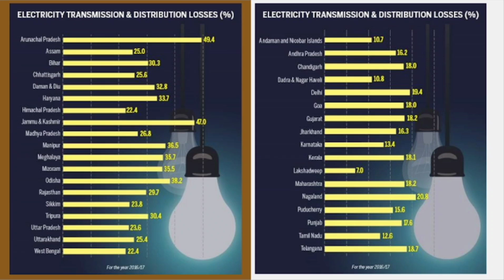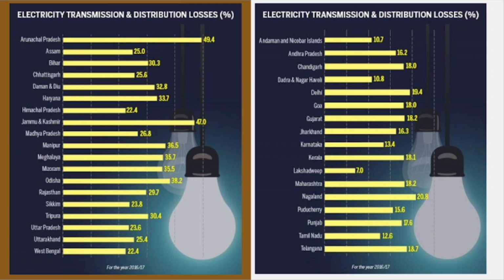Which state has the highest transmission loss? Arunachal Pradesh. 49% is lost. See, a small calculation I will tell you. For generating electricity, nearly 100% of wind is there, but only 30% of wind creates electricity. That too, when it is transferring, there is a loss.